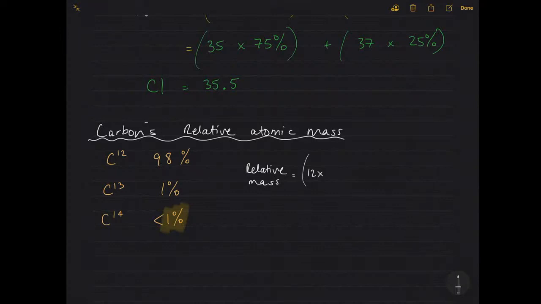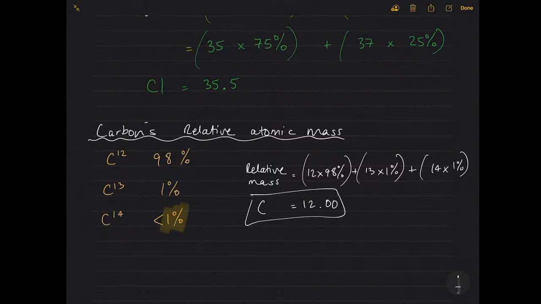Relative mass: 12 times 98% plus 13 times 1% plus 14 times 1%, which gives you 12.00, and then if you continue, eventually there's a change in the number. For now, we'll stick to 1 decimal place. And that is why carbon has a relative atomic mass in the periodic table of 12.